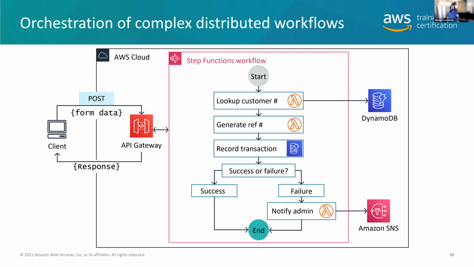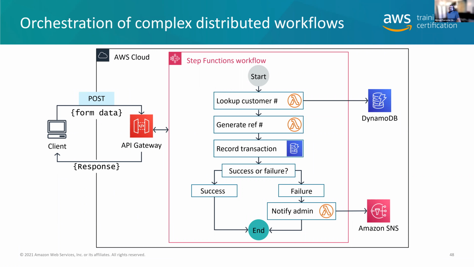Here's a better example. Data gets posted into an API gateway, which triggers a Lambda function like a state machine, so a step function. And they're going to look up the customer number, generate a reference number, record the transaction in DynamoDB. And notice in the first step, they actually looked up the customer number in a DynamoDB database. And then did they record the transaction? Were they successful? Awesome. Great. Let's move on. Did they fail? Okay, good. Let's notify an admin that we had a failure, right? When posting this form data. Now, I don't think this is a super complex workflow, but it's definitely a good example.